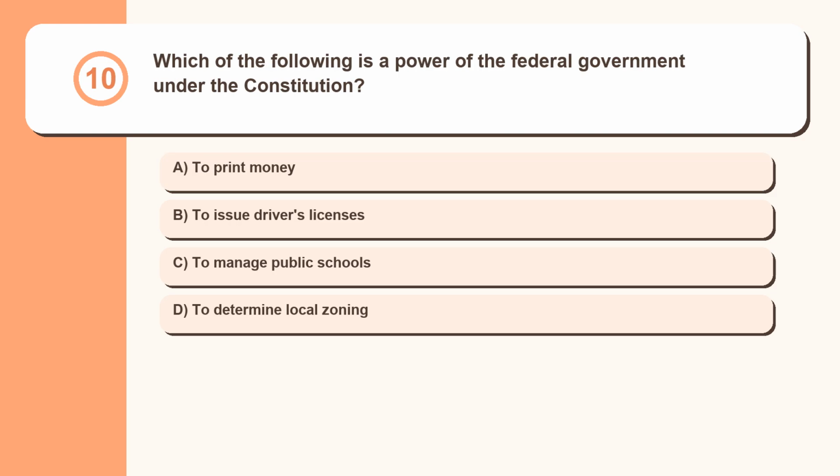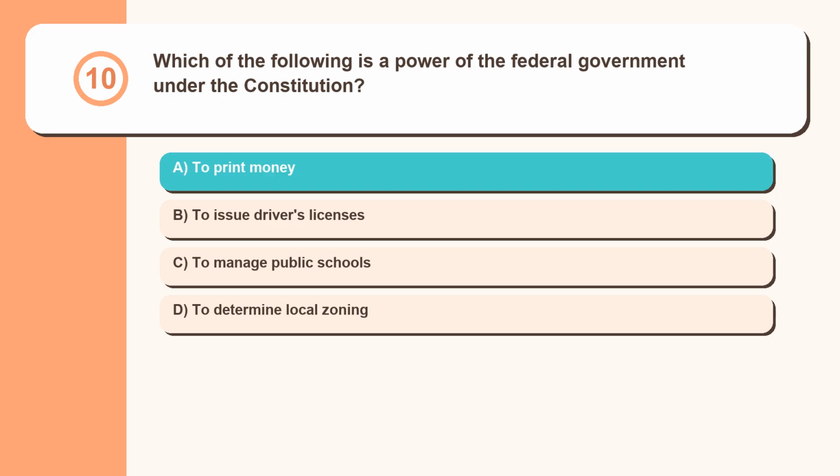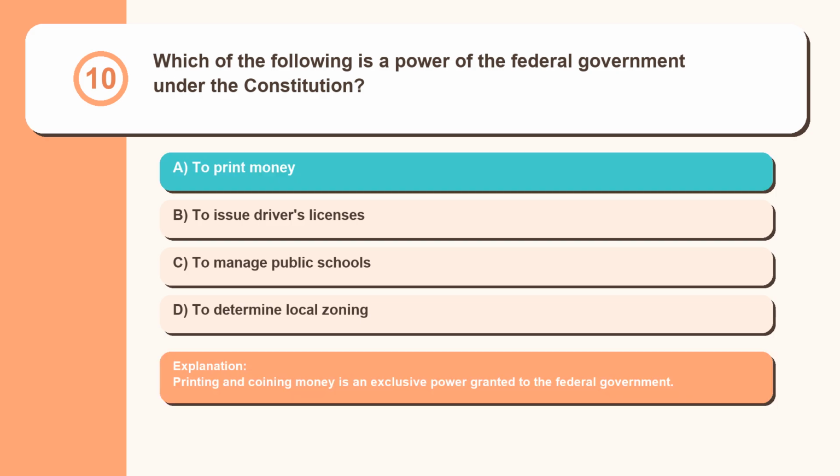Question 10. Which of the following is a power of the federal government under the Constitution? To print money, to issue driver's licenses, to manage public schools, to determine local zoning. Printing and coining money is an exclusive power granted to the federal government.